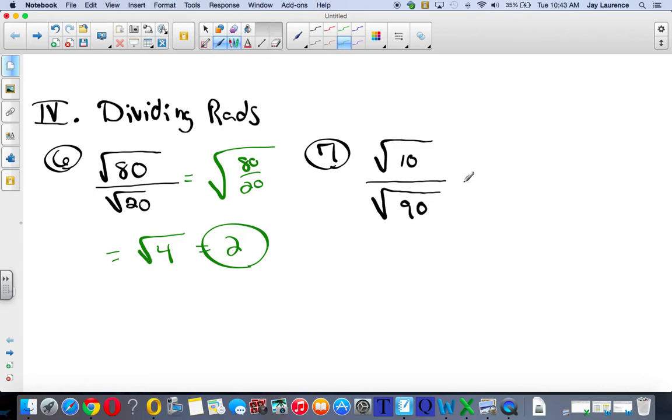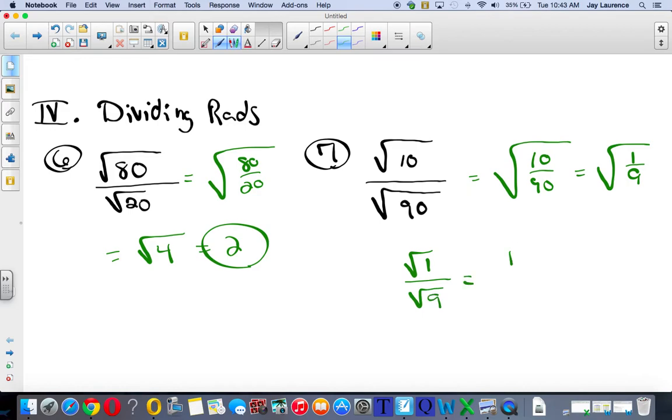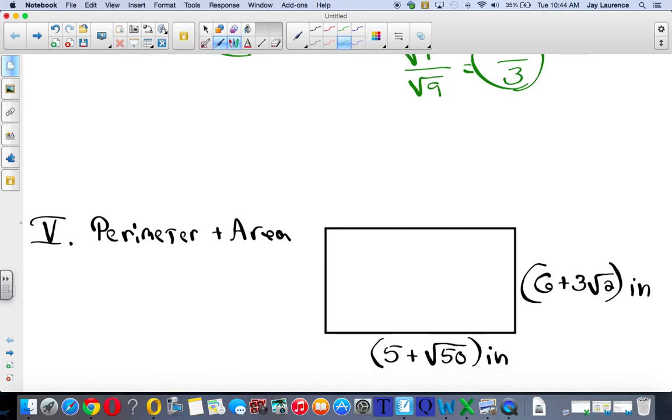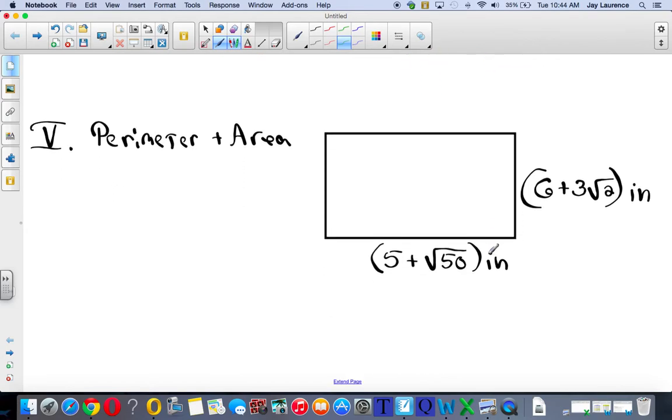Wow. This one here, again, you can write it as 1.10 over 90, well, that's the same as 1 over 9. Now, if you don't know this rad of 1/9, you can break it down. You can go rad 1 divided by rad 9. Rad of 1 is 1. Rad of 9 is 3. And there you go. 1/3 is the answer. Yeah. Pretty simple stuff.